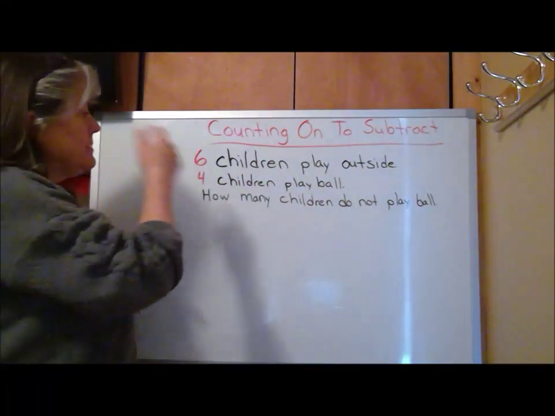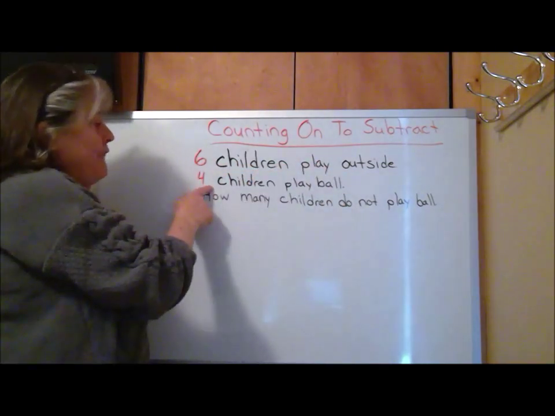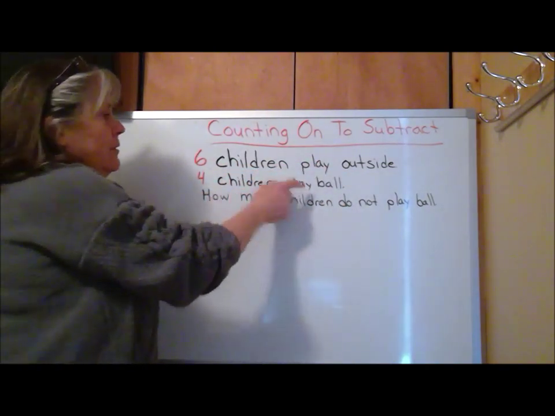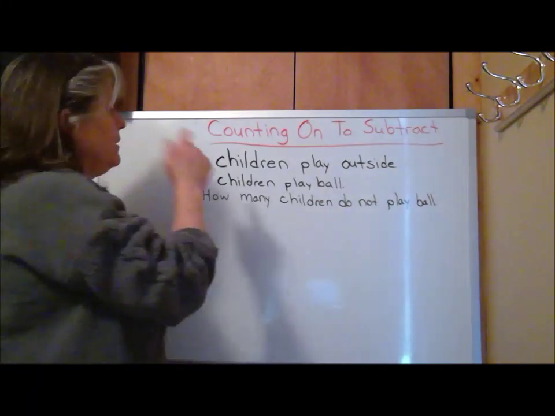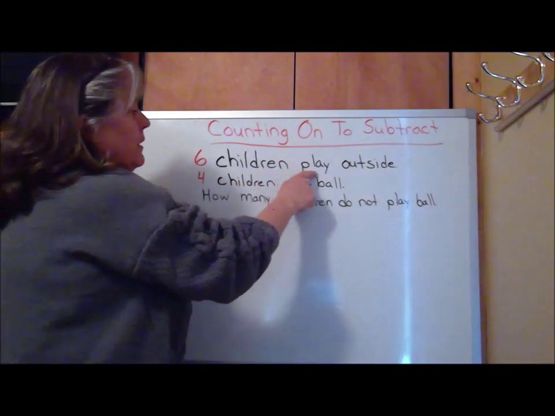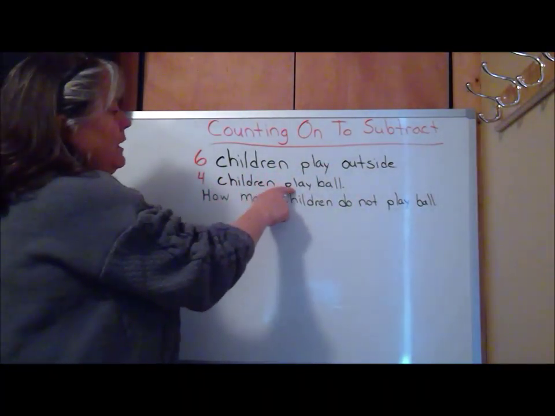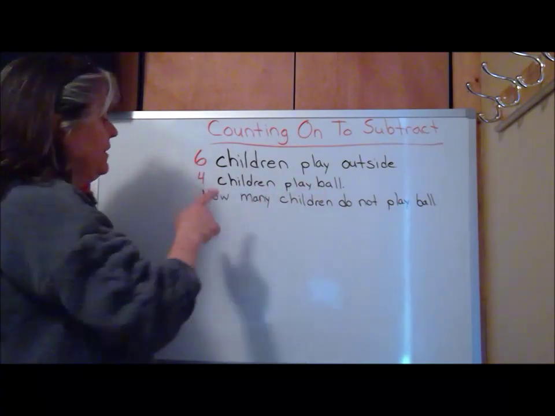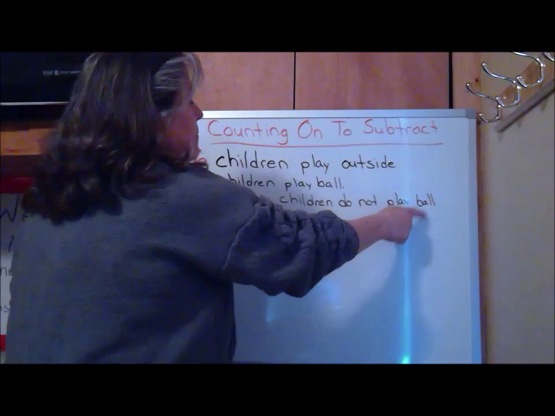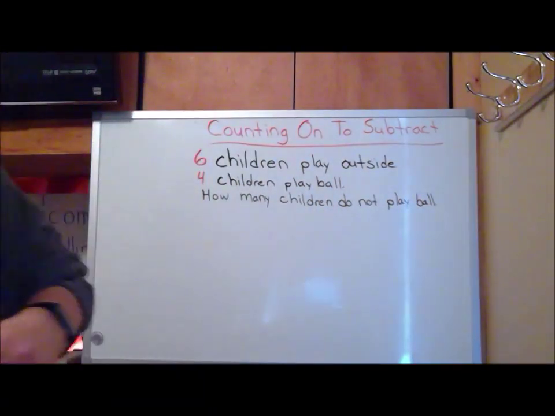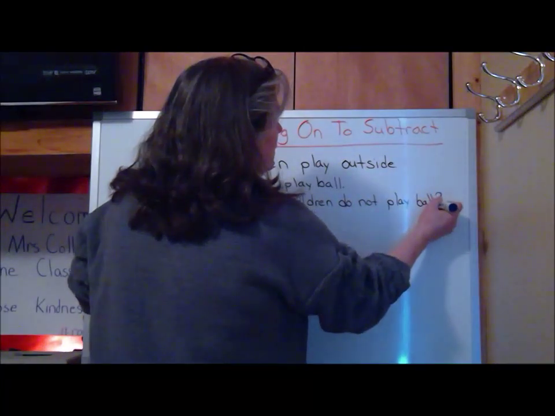Our problem says 6 children play ball outside. 4 children play. Oh, so I made a mistake. Let's read that again. I have to be a careful reader. 6 children play outside. 4 children play ball. That's different. How many children do not play ball? Oop, and that should have a question mark, not a period.